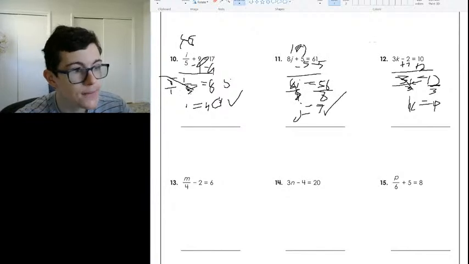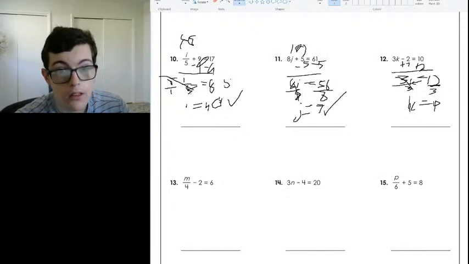Now to do the check, we're going to multiply 3 by 4 to get 12 minus 2 equals 10. 12 minus 2 does equal 10. So therefore k equals 4 is our correct answer.